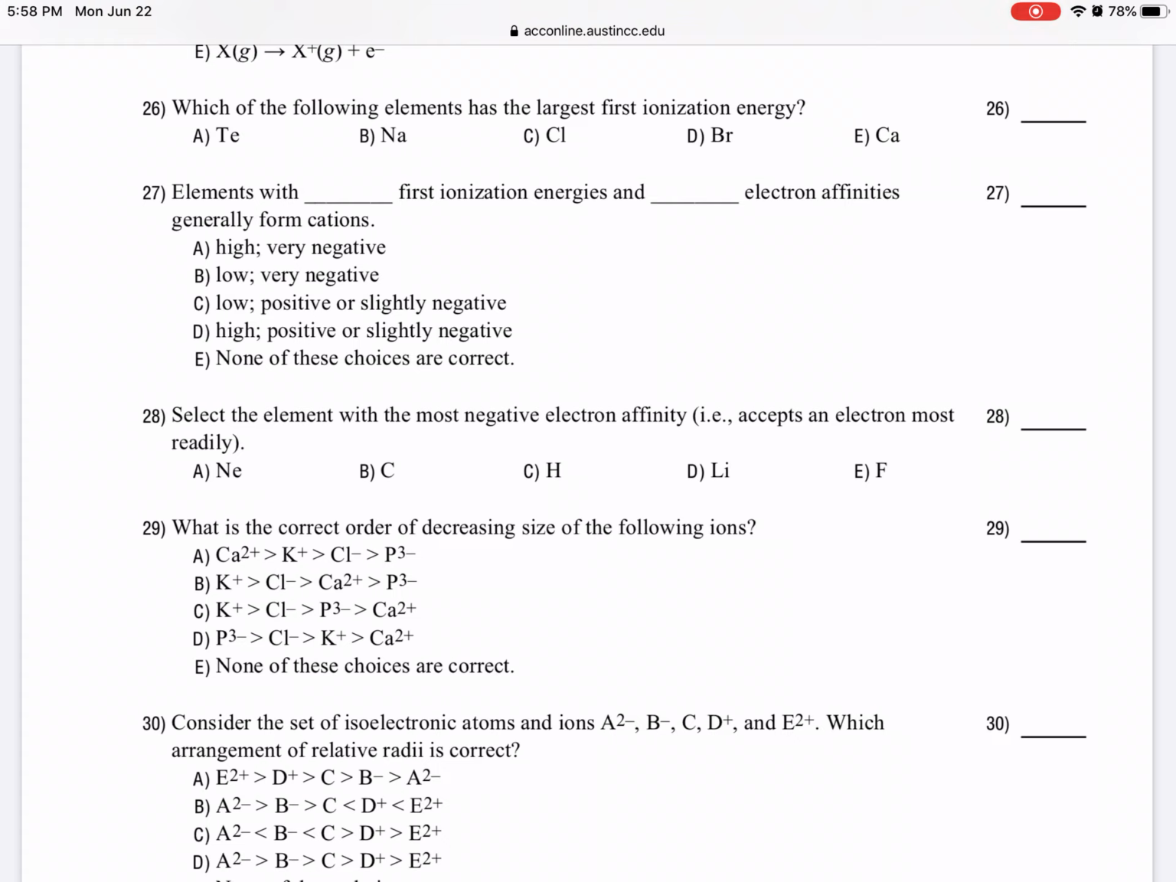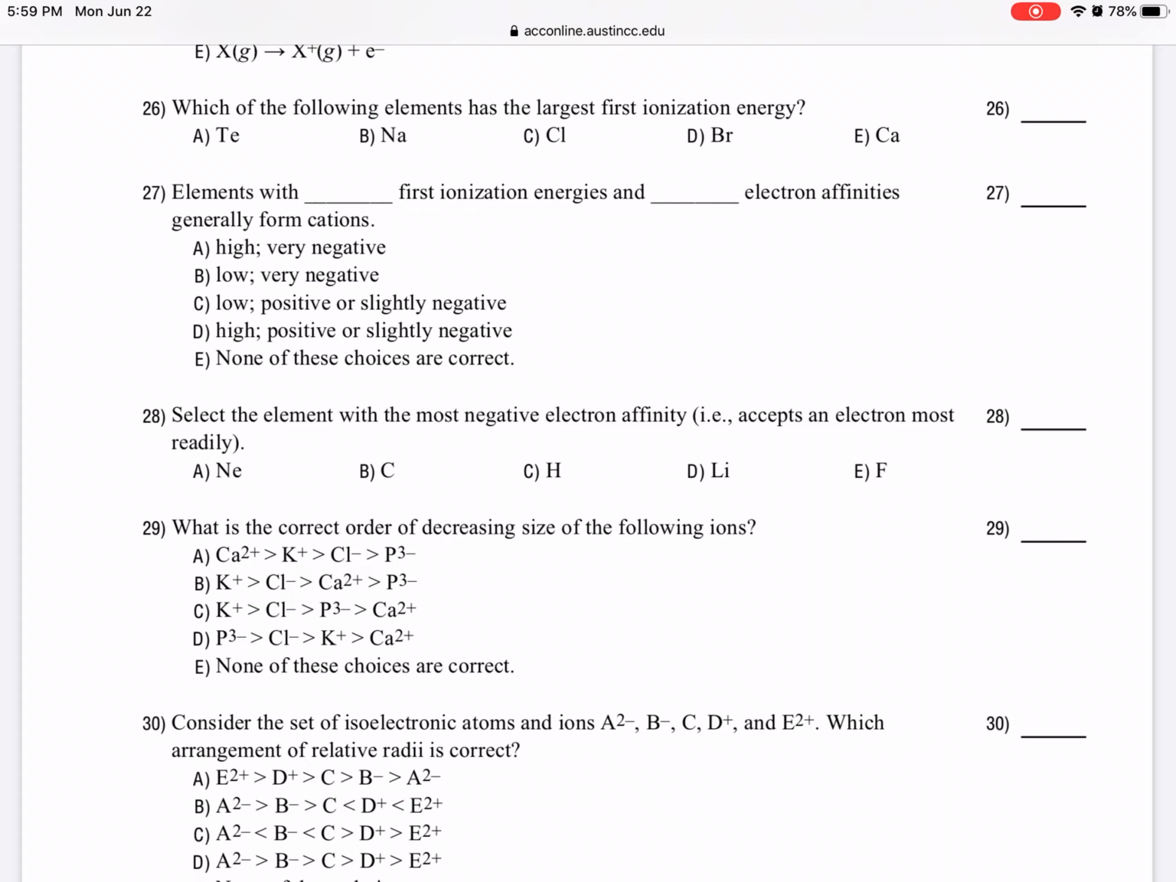And then electron affinities. They don't have much electron affinity, meaning if the electron affinity is a very large negative value, it's easy to gain an electron. But if it is less negative and more positive, it's harder for that element to gain an electron. So it would be C, low: elements with low first ionization energies and positive or slightly negative electron affinities generally form cations. So 27 would be C.